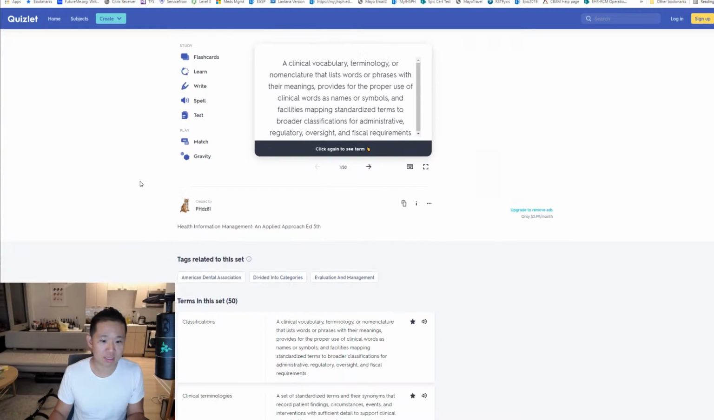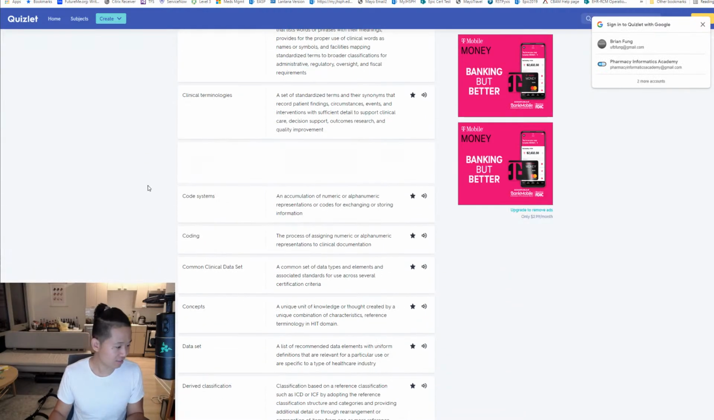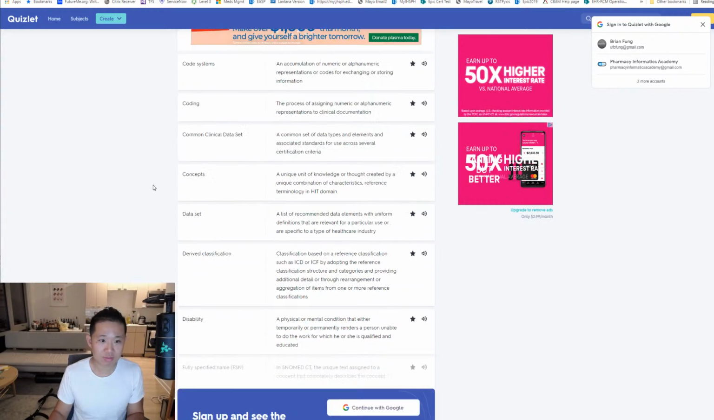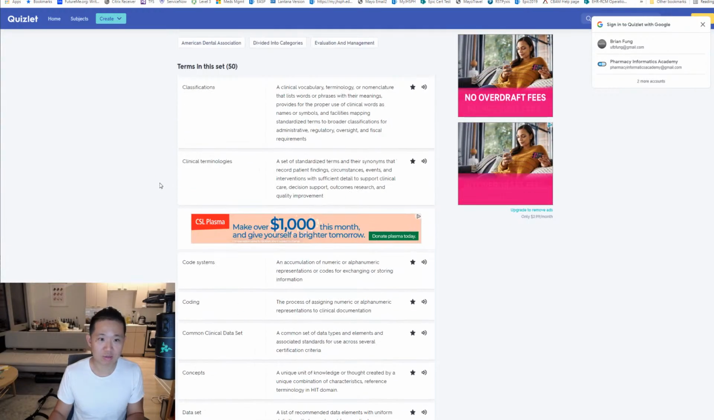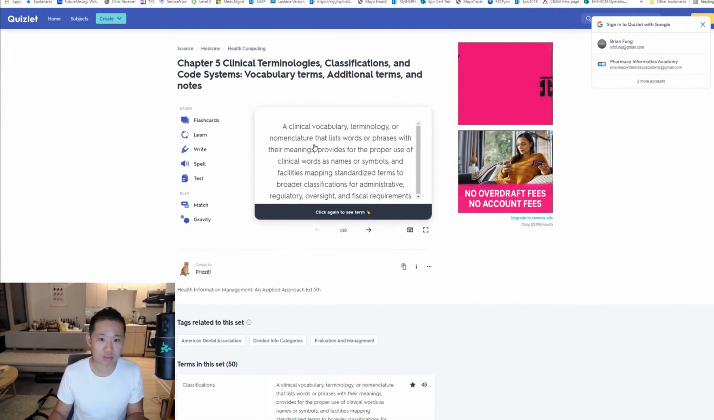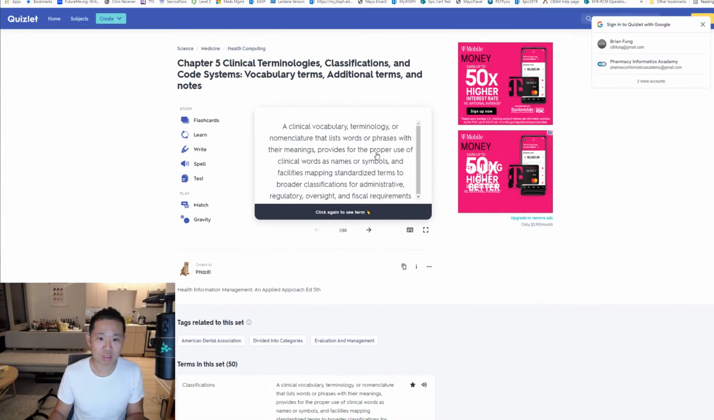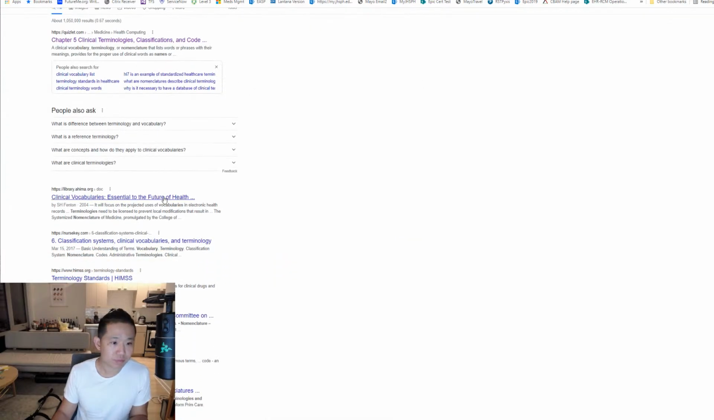There's someone that has like cards here. This is pretty nice. Let's see what these cards that they used were. So a clinical vocabulary terminology that lists words or phrases with their meanings, provides for the proper use of clinical words as names or symbols, and facilitates mapping standardized terms to broader classifications for administrative, regulatory oversight, and fiscal requirements. Classifications. There's a couple terminology standards.